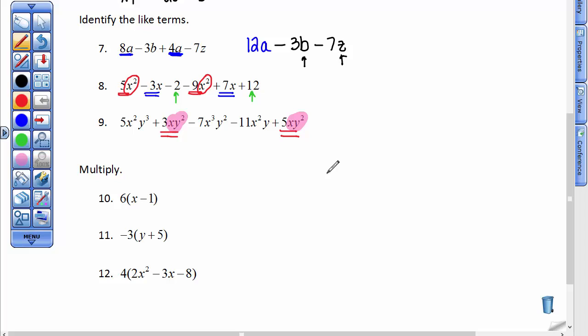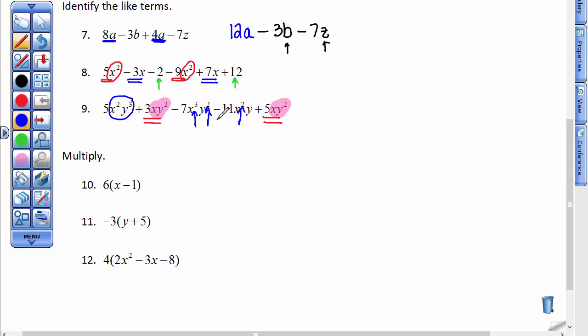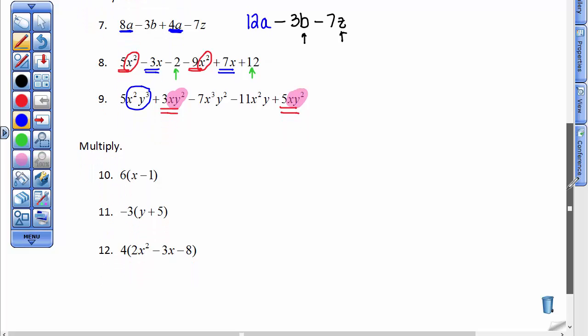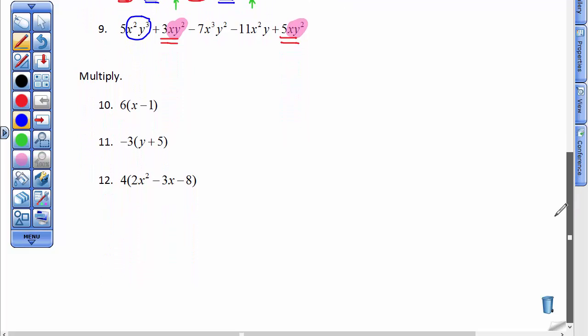The first term has an x squared and a y cubed. Neither of these have an x squared and a y cubed. This has an x squared, but it doesn't have a y cubed. So likewise, neither do the next two terms. So if I was trying to combine my like terms in this one, I would only add this 3xy squared and the 5xy squared to be 8xy squared. Again, at this moment, that is not my goal, to combine like terms.